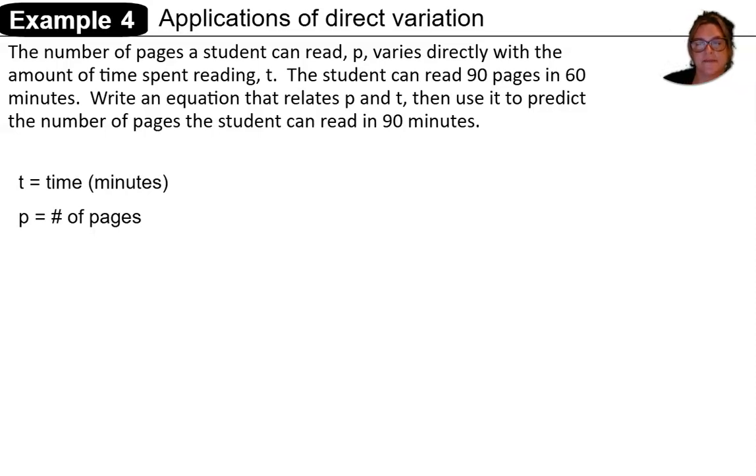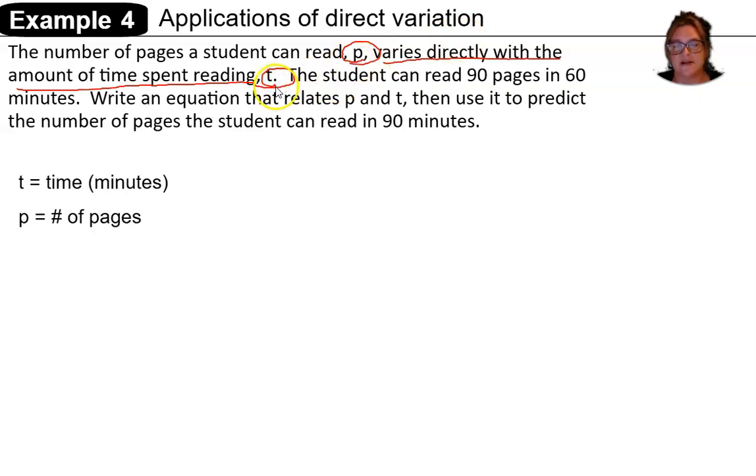So we're looking at example 4 in our notes for direct variation. And number 4 is an example of an application. So this application says the number of pages a student can read, P, so P is the number of pages, varies directly with the amount of time spent reading, which is T.